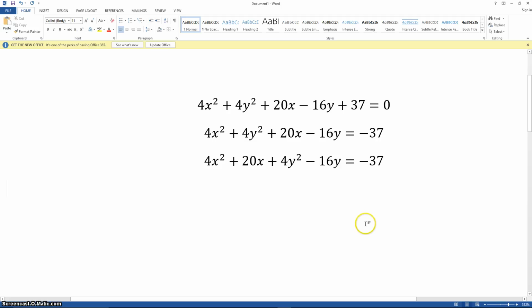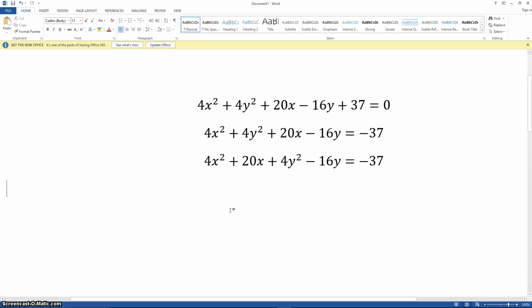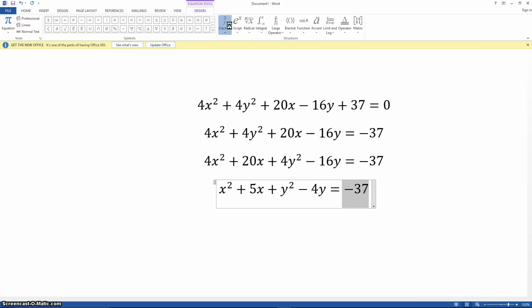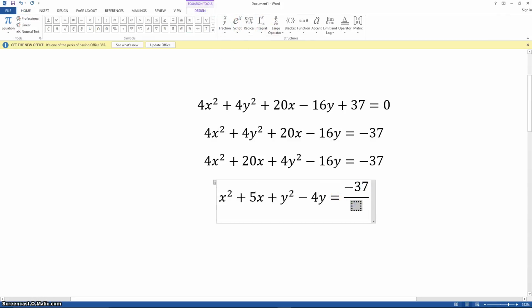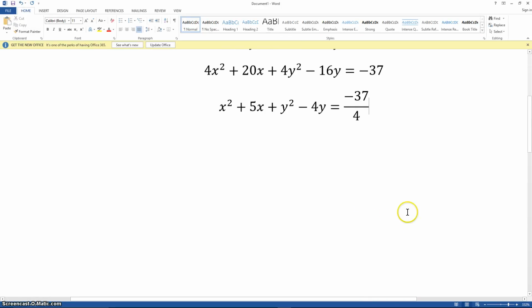And another thing that I'm going to do is divide everything by 4. So if I divide everything by 4, this is going to be just x squared, this is going to be 5, this is going to be just y squared, this is going to be 4, and this is going to be a negative 37/4. Alright, so now I'm going to go ahead and complete the square.